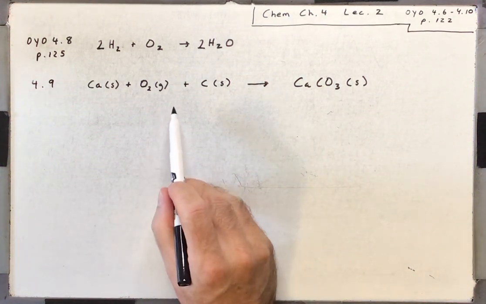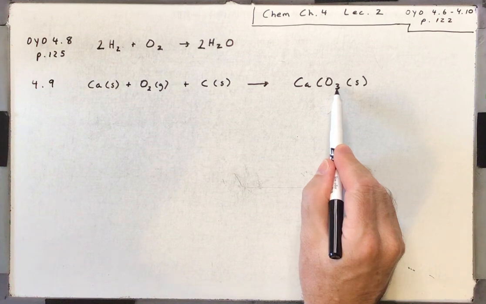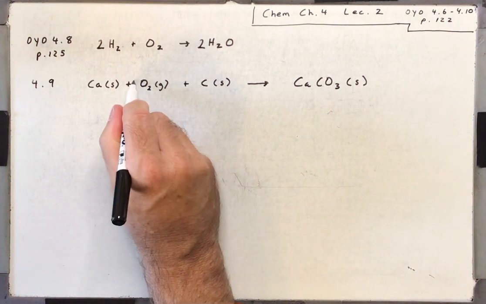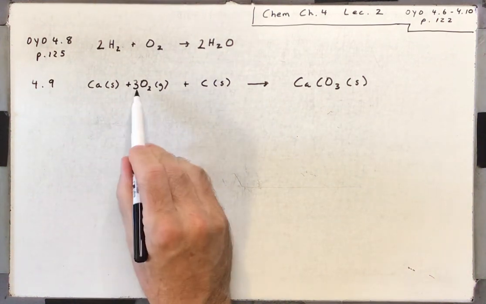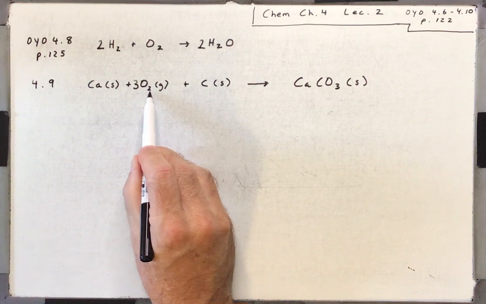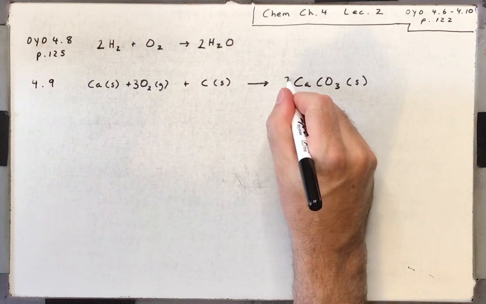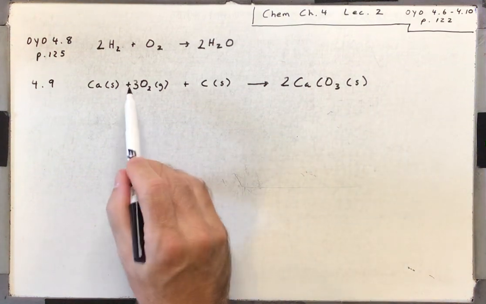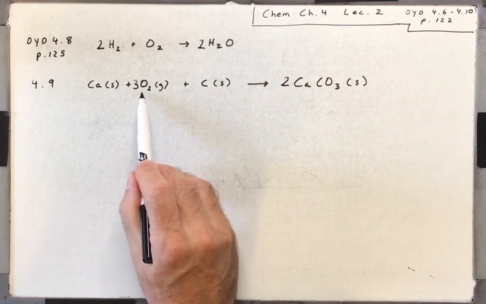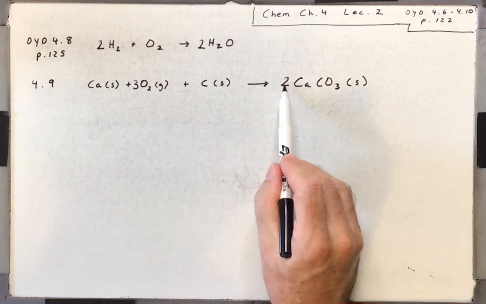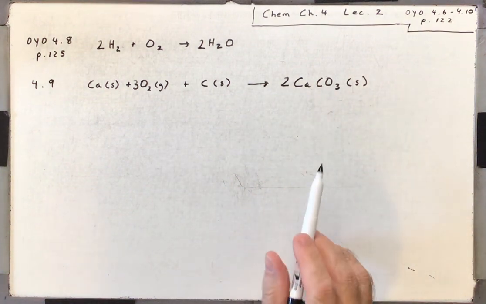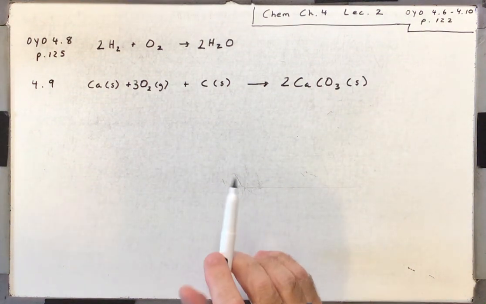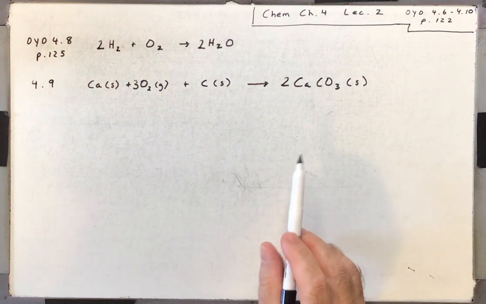What you can do is there's a 3 here. We can put a 3 as the coefficient in front of oxygen. And we have a 2 here. We can put a 2 as the coefficient in front of calcium carbonate. That balances oxygen. On the left, we have 3 times 2, 6 oxygens. On the right, we have 2 times 3, 6 oxygens. And so that was kind of the tough one. Everything else is easy to balance.